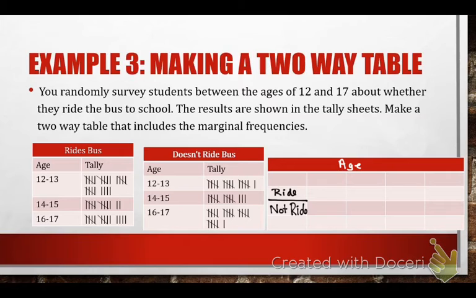All right, and then what are my three categories of ages? 12 to 13, 14 to 15, 16 to 17. Okay, and then we're going to have totals. Actually, we're going to talk about that in a minute, Michael. All right, and then we have totals down here.